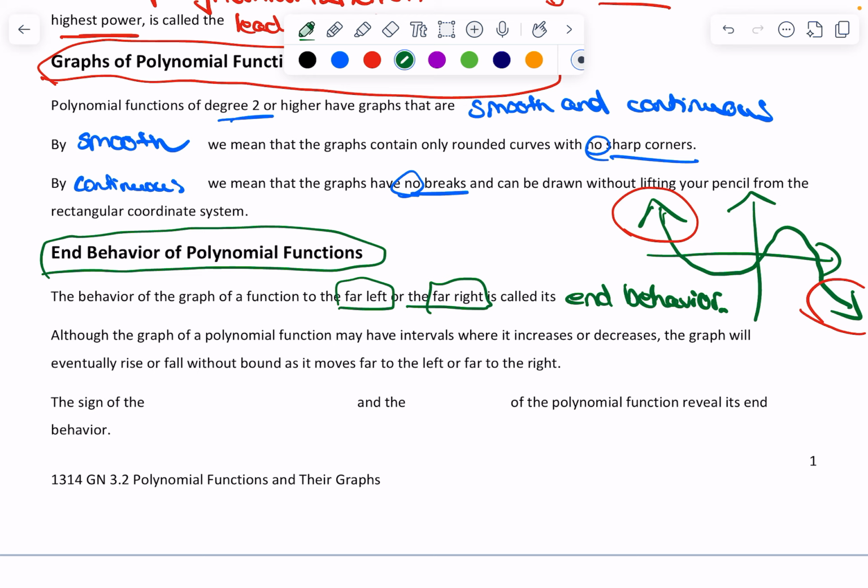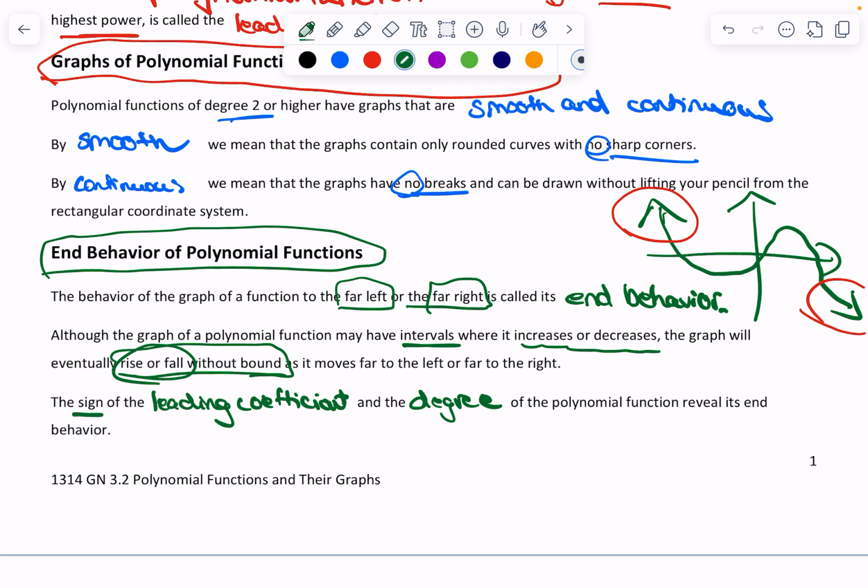Okay, so although the graph of a polynomial function may have intervals where it increases or decreases, that graph will eventually rise or fall without bound as it moves far to the left or far to the right. So rise or fall without bound. So the sign of the leading coefficient and the degree of the polynomial function reveal its end behavior. And again, the leading coefficient, remember, is the a sub n, and the degree is n.